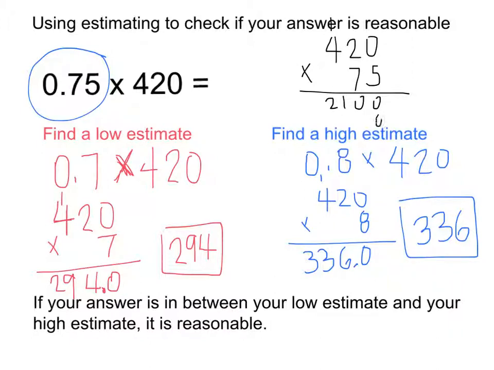Put the 0 here. 7 times 0 is? 0. 7 times 2 is? 14. Carry the 1. 7 times 4 is? 28. Plus 1 is? 29. Okay, add these together. We get 0, 0. 1 plus 4 is? 5. 5. 2 plus 9 is? 11. Carry the 1. 3. 3. Okay, so it's 31500 is our answer. How many numbers do we need after the decimal point?